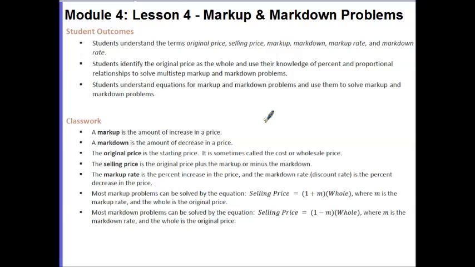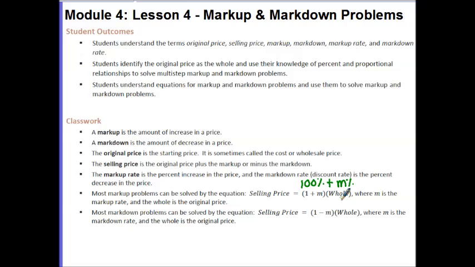Selling price is equal to 1 plus m times whole. Now what they're saying here is when you go and buy an item, if it's marked up, you're paying for 100% of the item plus the markup percentage rate. So this is then multiplied by the wholesale price of the item.